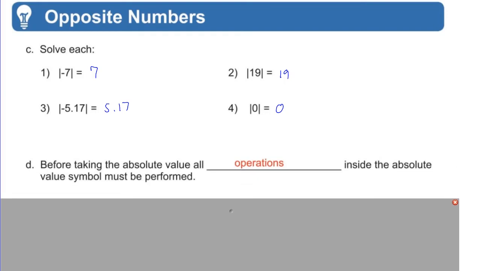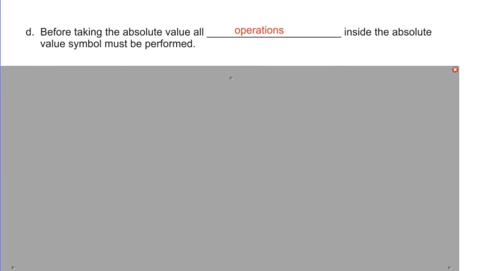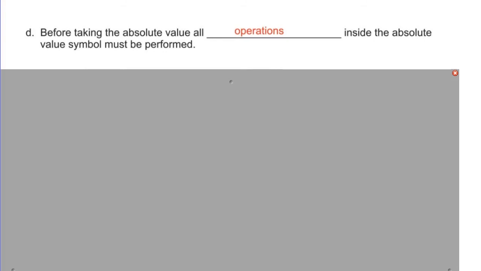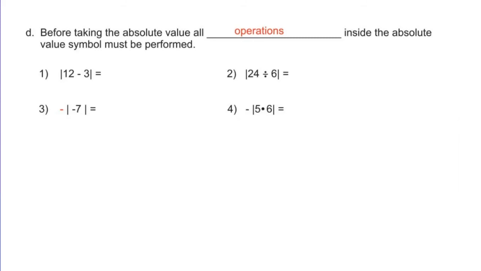All right, one other thought here with absolute value. Before taking the absolute value, all operations inside the absolute value symbol must be performed. So be careful there. This is kind of like an order of operations. And we're going to talk about order of operations later on in the chapter. But in the meantime, just please understand that you have to perform all operations inside before taking the absolute value. So let's work a few of these problems.